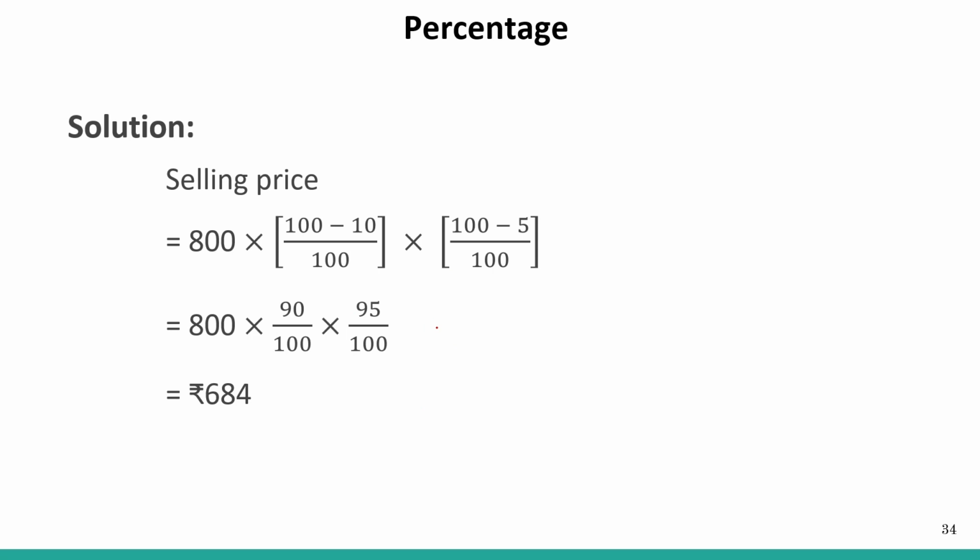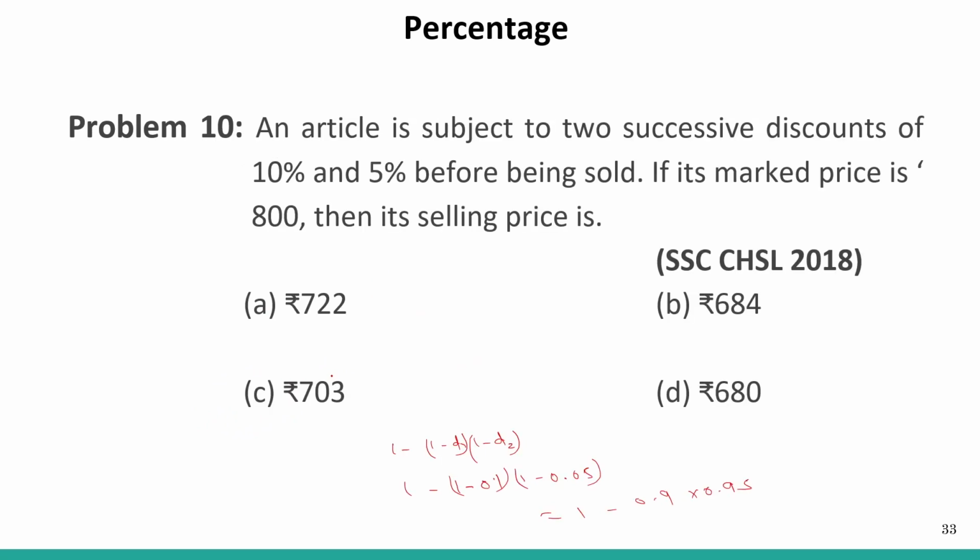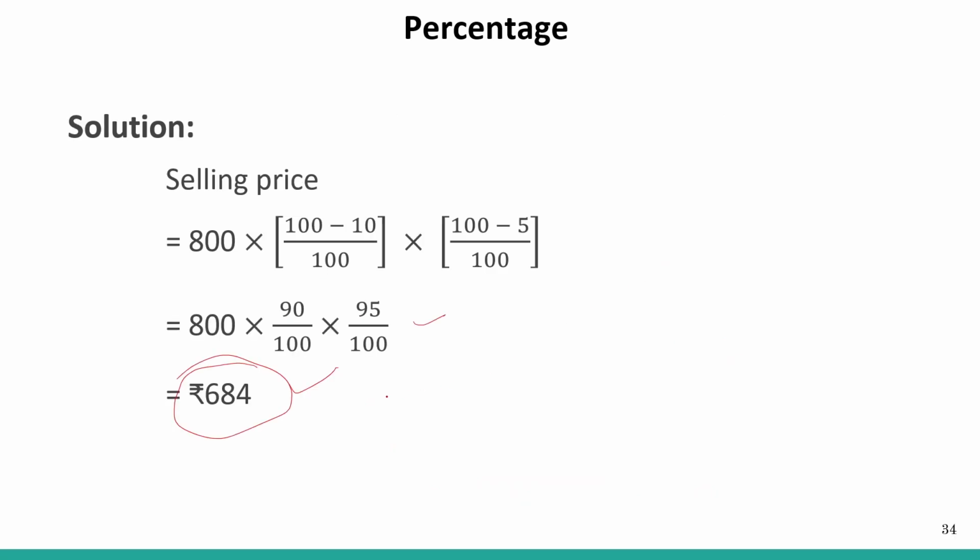So that will be equal to what? 684. So 684 will be the final price at which the product will be sold. Okay. So 684 is the correct option. These are all wrong. So this question has been asked in the 2018 SSC CGL, CHSL exam. Okay. So 684 is the correct answer here.